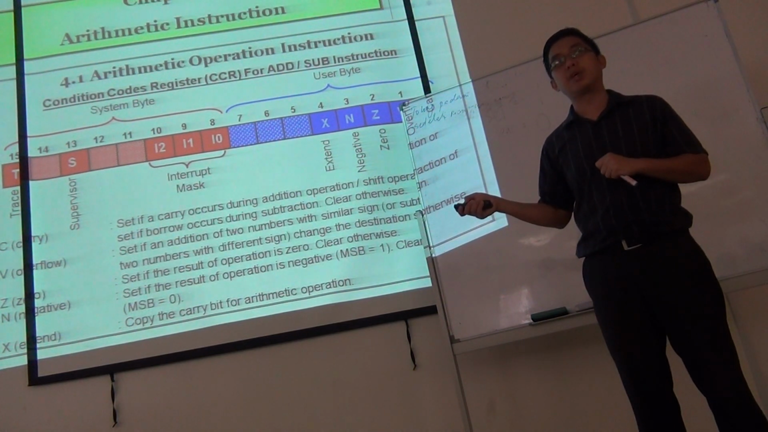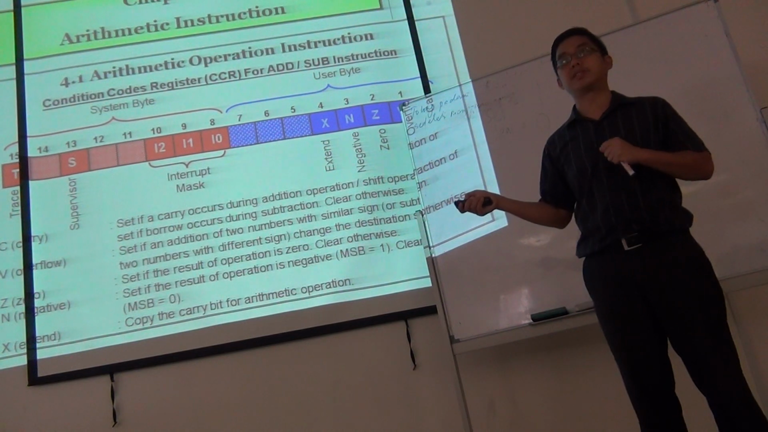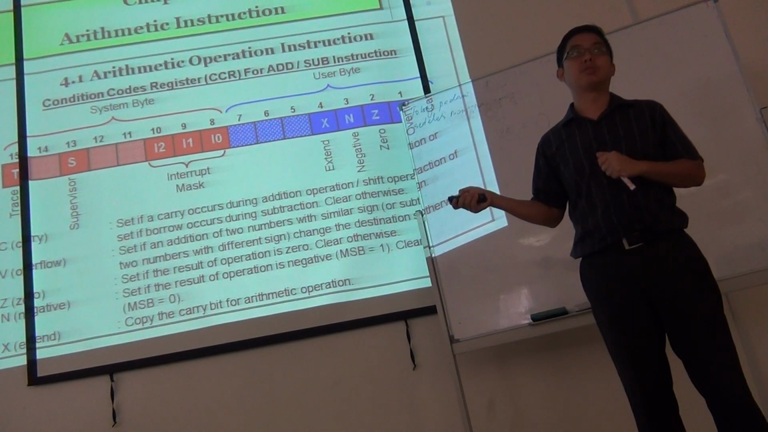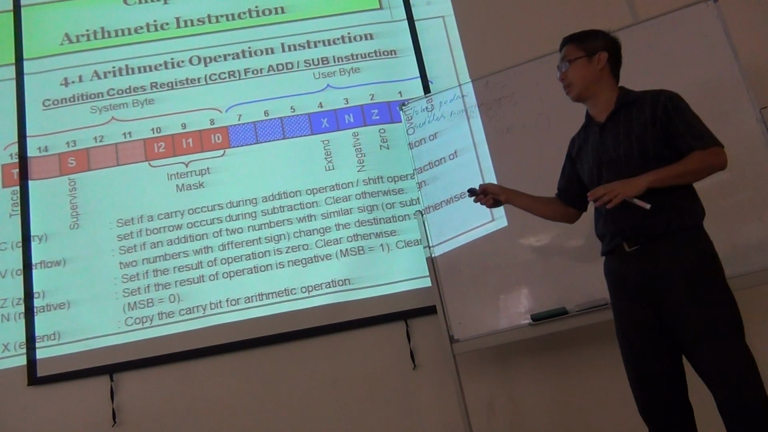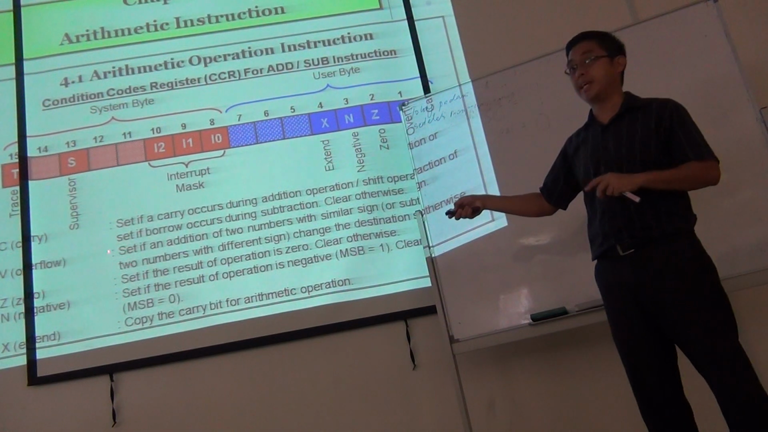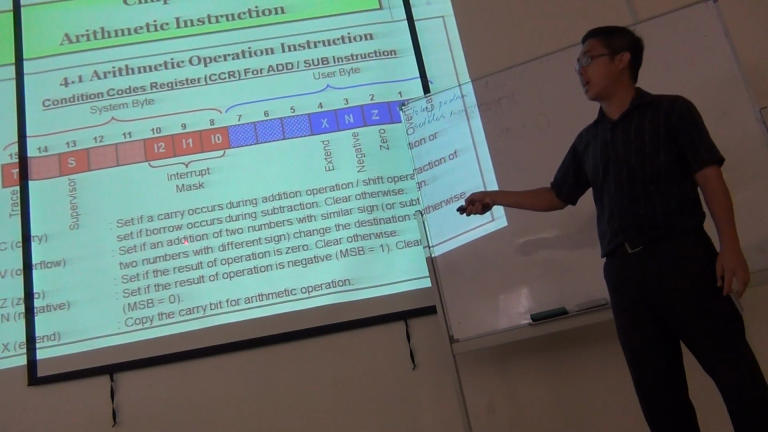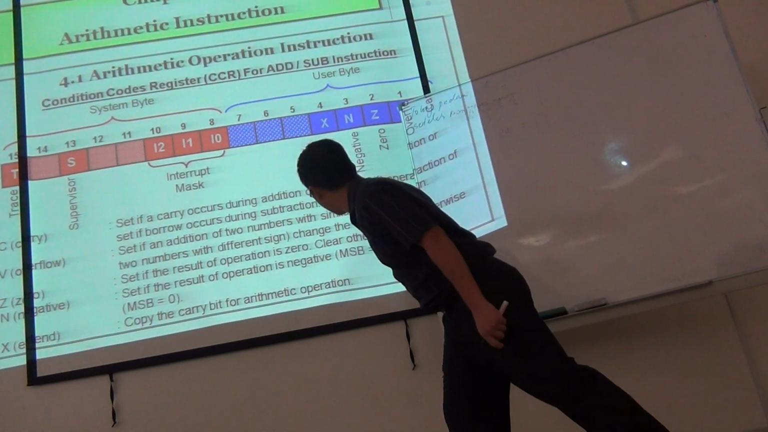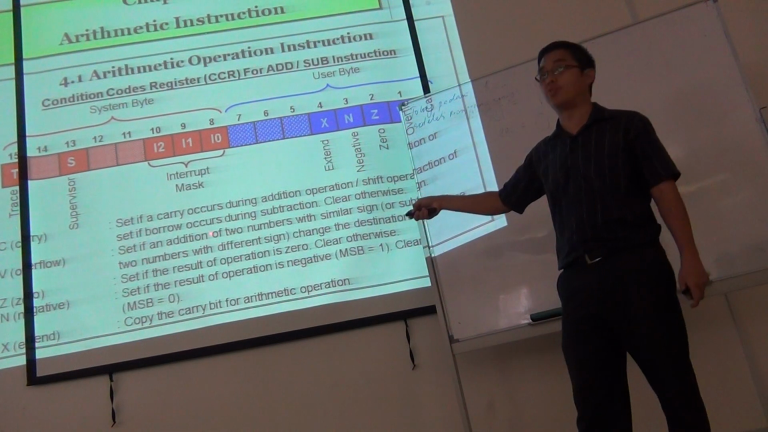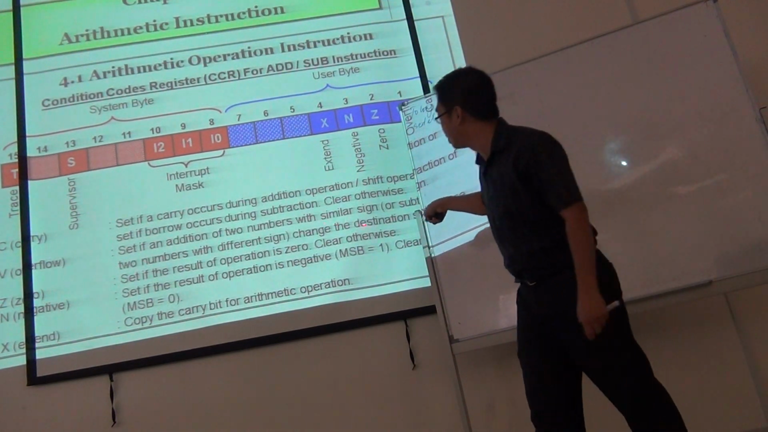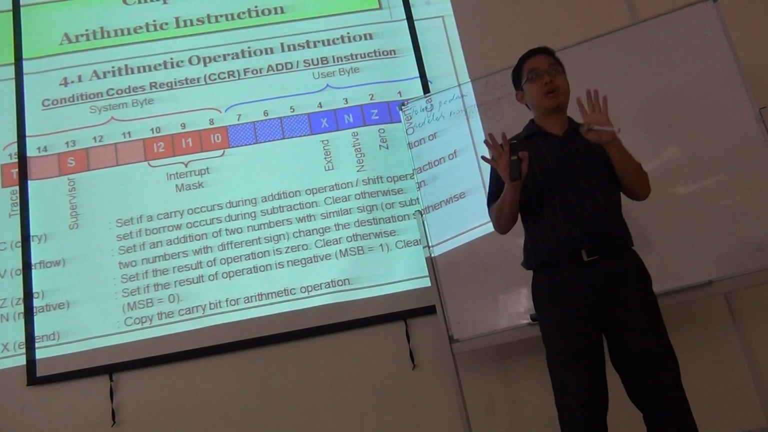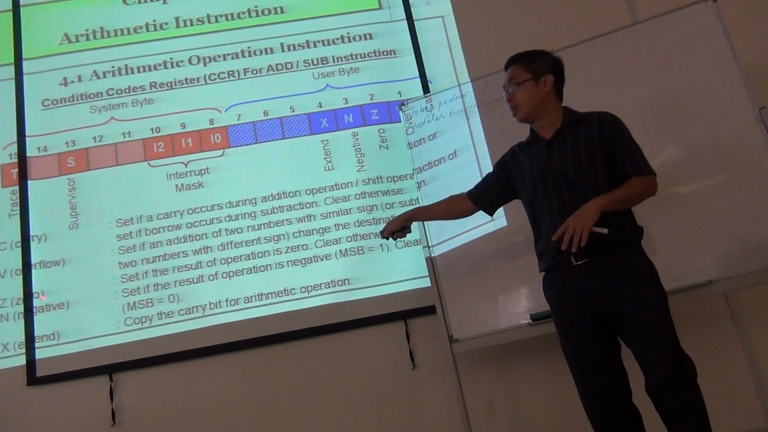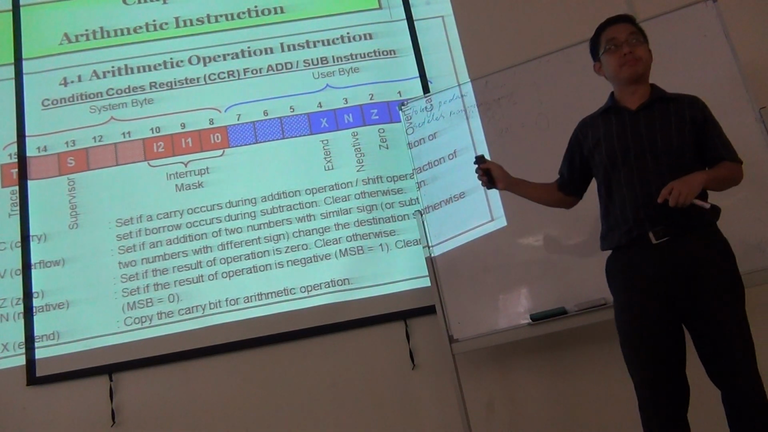Overflow is one of the quite confusing statuses. This is related to the sign. I'll go to the introduction first, then we have to do it online. V is set to 1 if an addition of two numbers with similar sign, or a subtraction of two numbers with different signs, changes the destination sign. I'll go into that later. After this, we have to go through the simulator. Let's put it aside first. The third one is very simple.